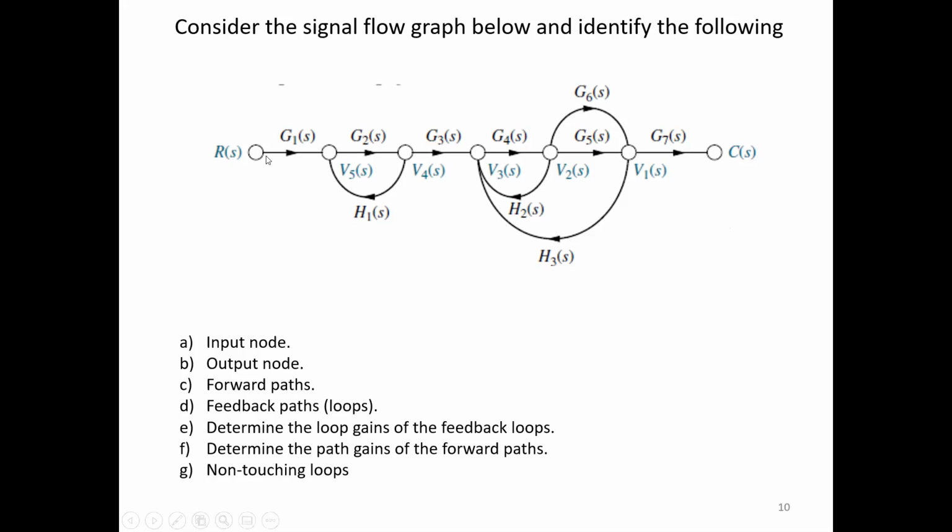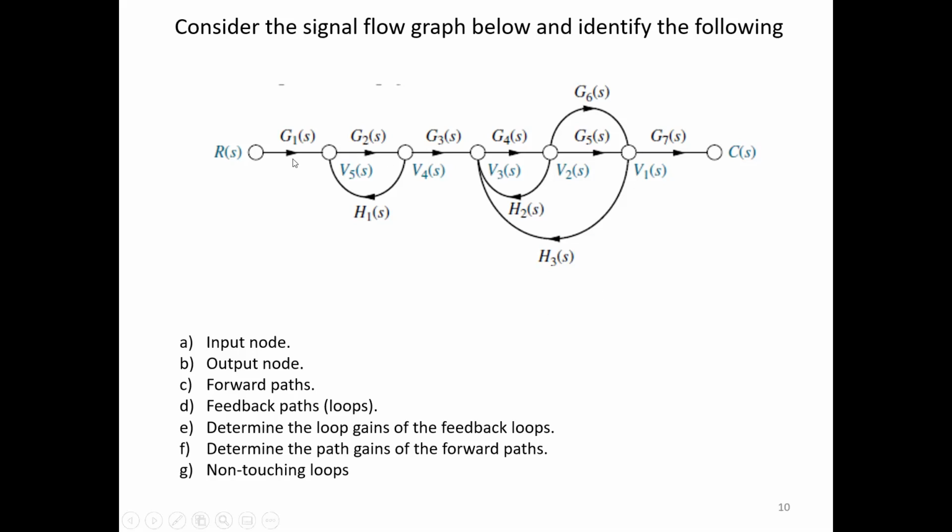So how many ways can I reach from the left node to the right node here, that is, the input node to the output node? We have one straight path here. We can have this straight path, and another one till here, that is G1, G2, G3, G4 I'll travel, and instead of G5 I can take the G6 path, and through G7 I can go to C(s), that is the output node. So I have two possible forward paths.